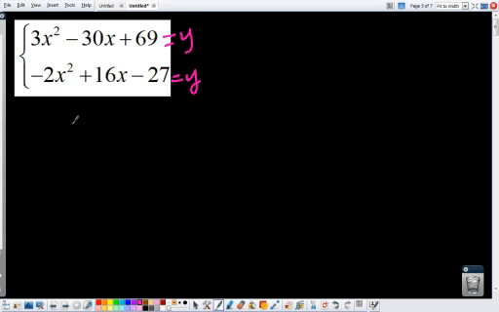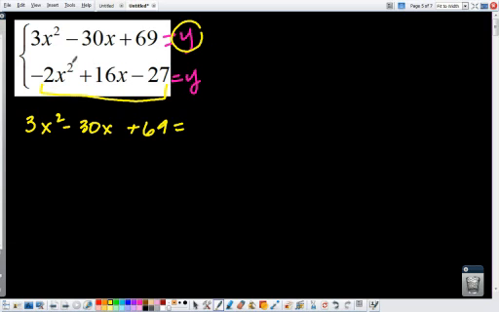So basically what we're going to do is substitute one of the equations for the y in the other. So I'm going to rewrite this as 3x squared minus 30x plus 69. And then for this y, I'm going to substitute in this because this is equal to y as well, so we can swap it out. Alright, so now that I've set this up, I can go ahead and start moving things over.